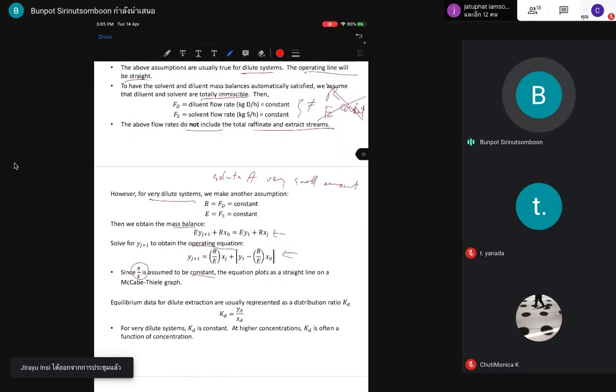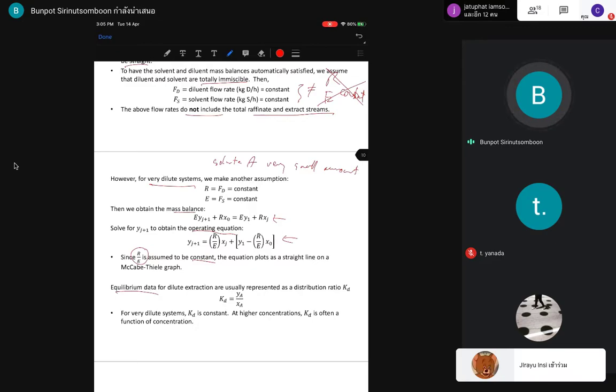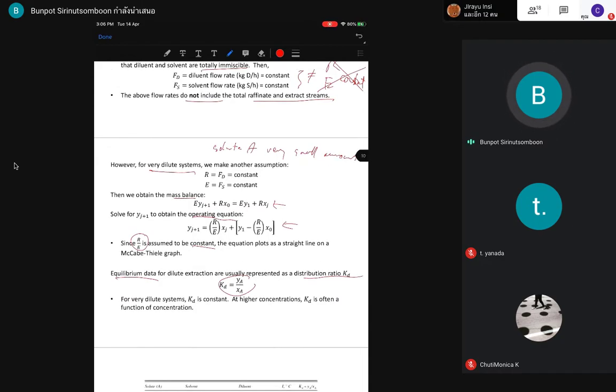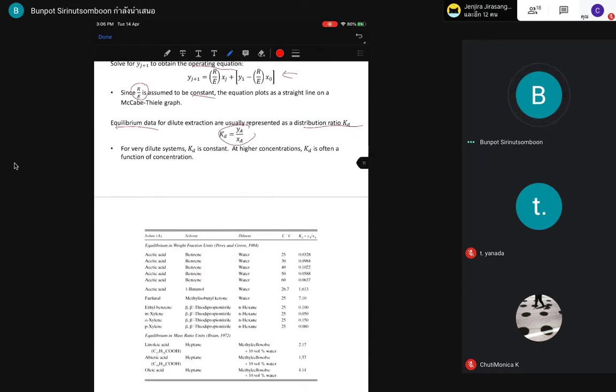And then for the equilibrium data, we can use something called the distribution ratio KD. So this is our equilibrium line, our equilibrium equation. Just like in the previous chapter, we're going to draw the operating line and equilibrium line on the McCabe-Thiele diagram.